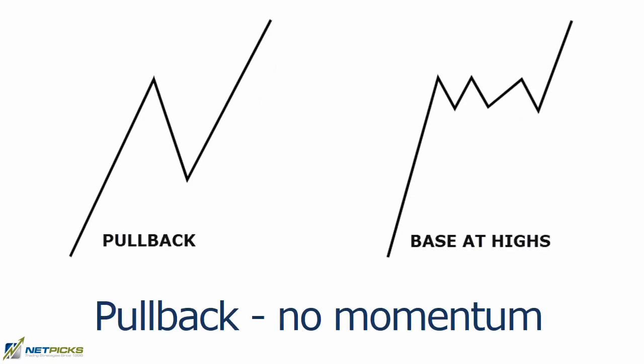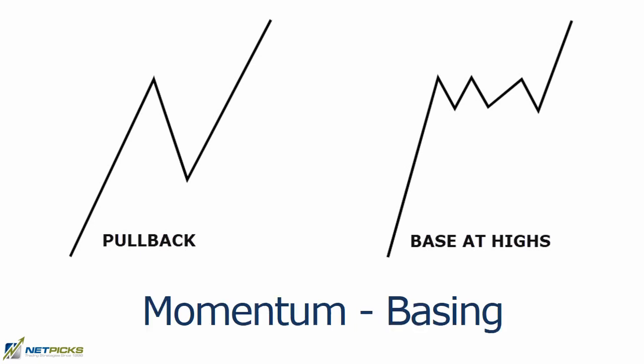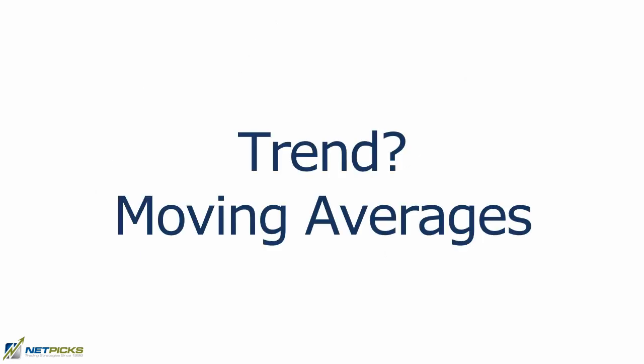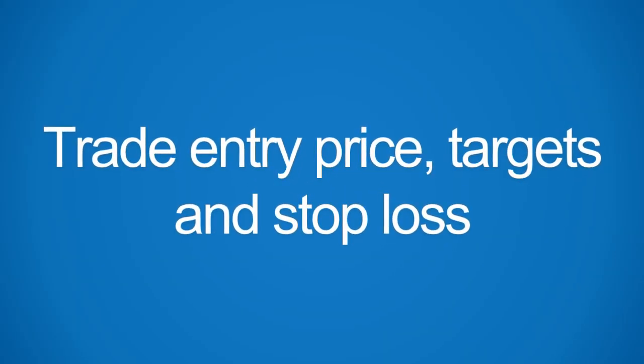So for pullbacks, we look for a pullback without momentum or a strong pullback that starts to form a small trading range. And obviously, if too much time passes in that range, just skip the trade. For basing at highs, we're looking for a strong move up and to see price consolidate at the high of that move. For a broad strokes look at the trend, just moving averages are fine. And you could also use those to have price pull back into them before looking for your trade entry. When we talk about entry prices, targets, and stops, every trader is going to have a different way they enter and a different way they exit trades.